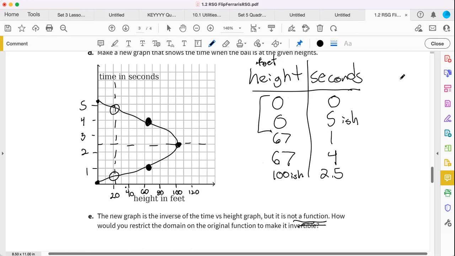You might have seen this in Integrated 1 or 2. You had a table like this, and you had values that it would shoot to. This right here was a giveaway that it wasn't a function, so it's no good.